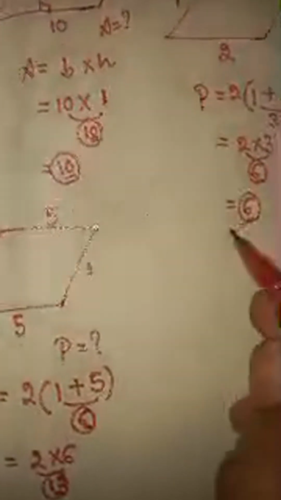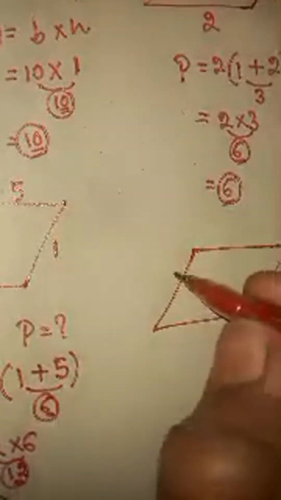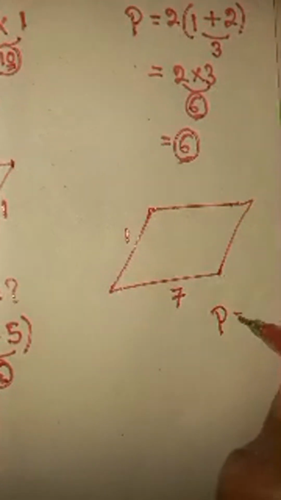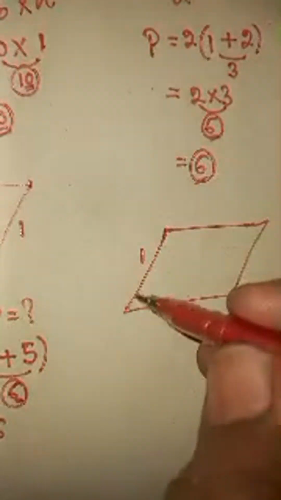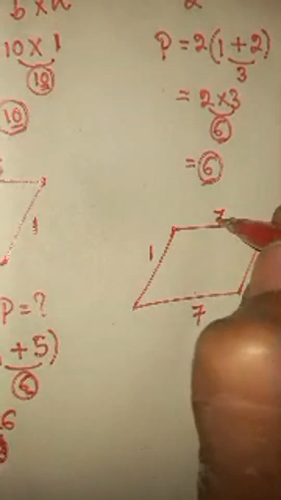Let's take one more parallelogram. In this parallelogram, they have given this side length as 1 unit, this side length as 7 units. You need to find out what's the perimeter. Opposite to this side, that is also 1 unit. Opposite to this side, that is also 7 units.